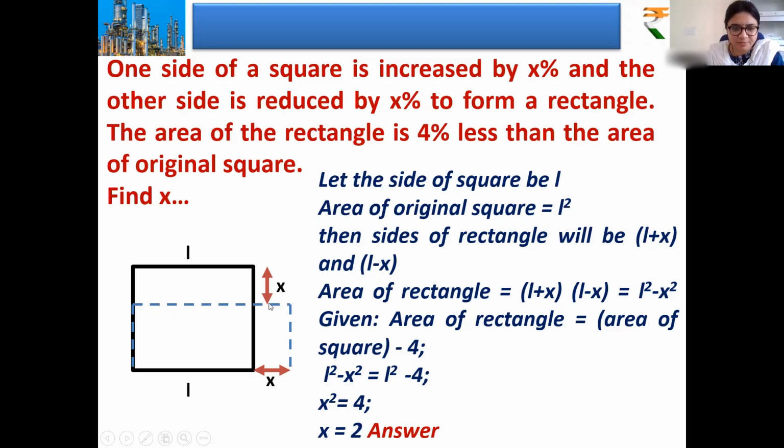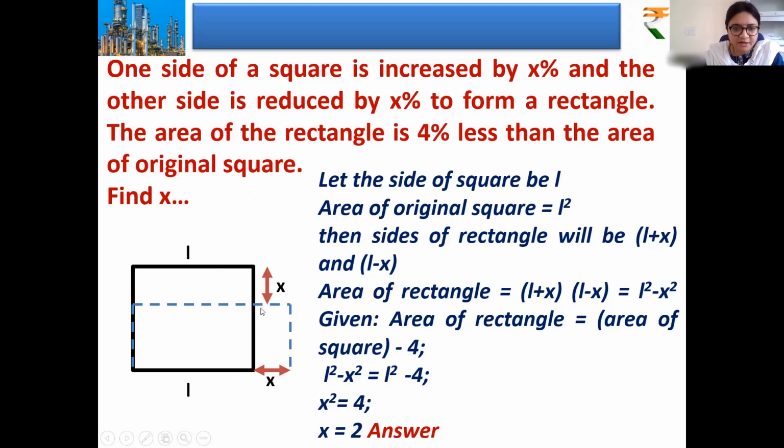So you reduce it by x%. As a result, you will see that a rectangle is formed, right? This is the rectangle which is formed. Now the area of the rectangle is said to be 4% less than the area of the original square. So if we find out the area of the original square, it will be nothing but L square, right?